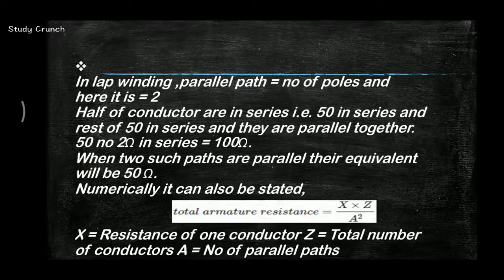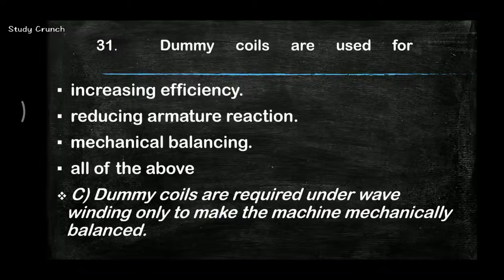Next, dummy coils are used for mechanical balancing. We know that dummy coils are required under wave winding only to make the machine mechanically balanced.